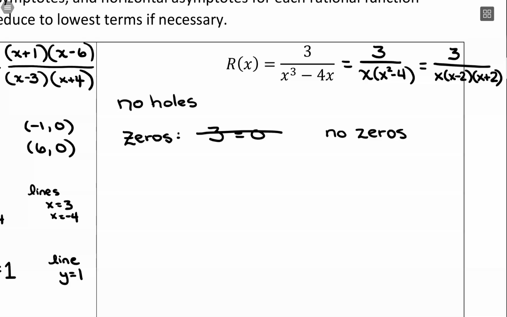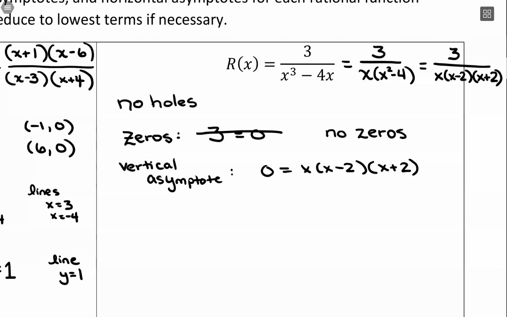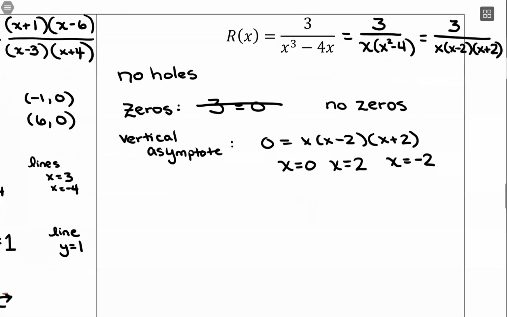That works. Vertical asymptote is where we take the denominator and set it equal to 0. So 0 equals x times x minus 2 times x plus 2. What we'll get from this is 3 vertical asymptotes. So we're going to have x equals 0. From the x minus 2 equals 0, we're going to get x equals positive 2. From x plus 2 equals 0, we'll get x equals negative 2. So we're going to have these 3 vertical lines coming through.